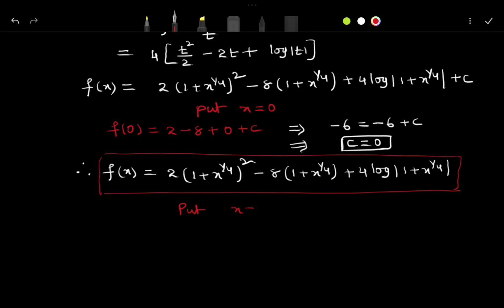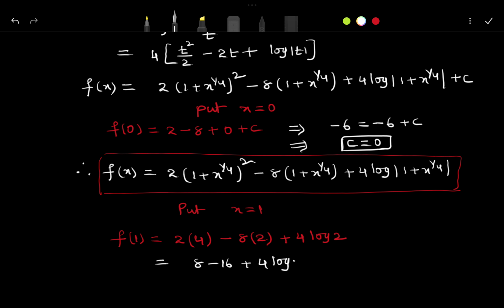If you substitute it, you will get f of 1 is equal to 2 into (1 plus 1), that is 2. 2 square is 4. Next, minus 8 into (1 plus 1) will be 2, that is equal to 8 into 2 plus 4 into log 2. After that, this value will be 8 minus 16, that is 8 minus 16 plus 4 into log 2.